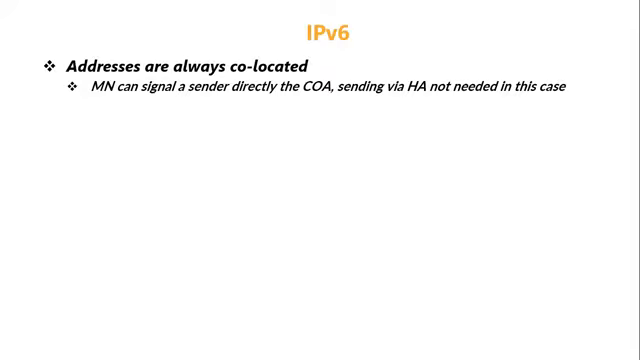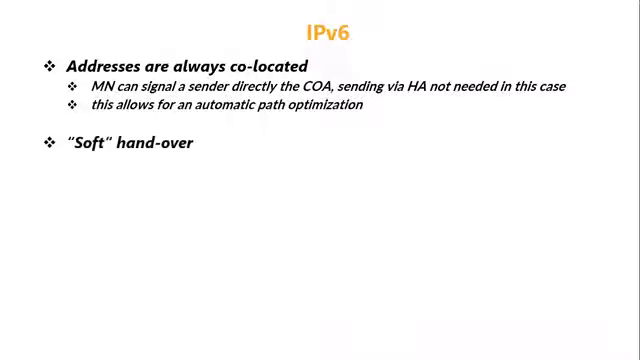And the mobile node can signal a sender directly the COA. The mobile node can respond to any node directly with the COA. Sending through the HA is not required. You need not send the information through the home agent. The mobile node itself can directly communicate the information. So a mobile node itself can communicate with anybody. It need not go through the HA.